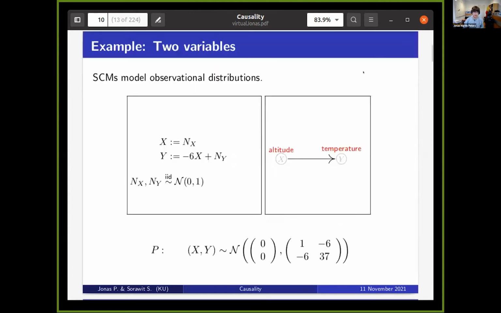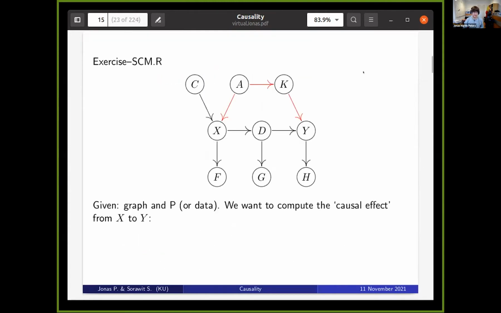Okay, but now really back to this valid adjustment set. So this was a bit of a detour. So again, what's the problem? We're given a graph, we are given some data, and now we are trying to estimate this effect. And maybe James can just introduce the exercise now, and then we'll start doing it tomorrow.